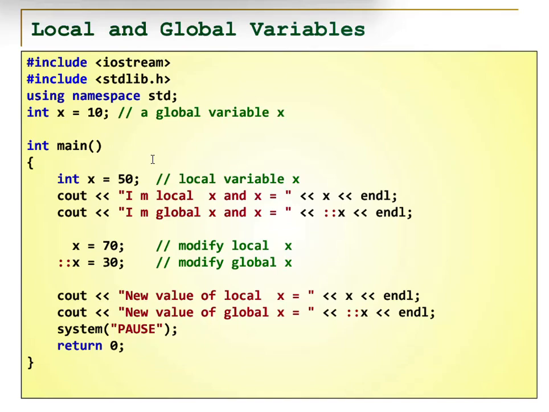Then comes the scope resolution operator, that is this. It is used to access the global variables, and this prefix before the x means look in the global scope.